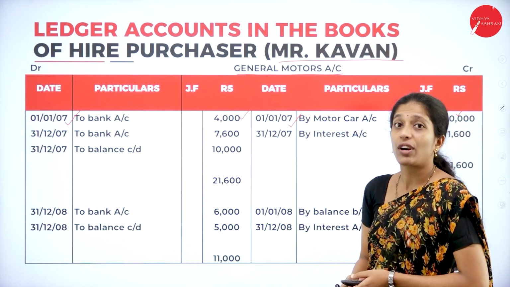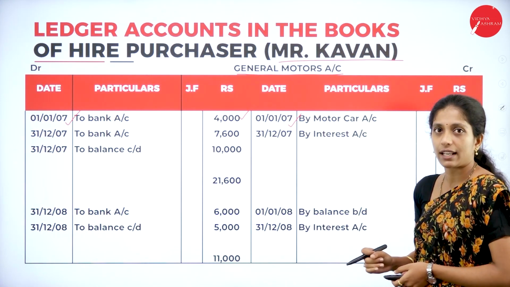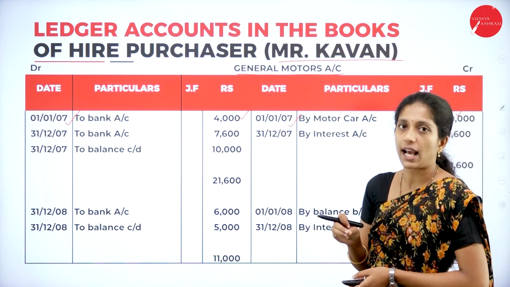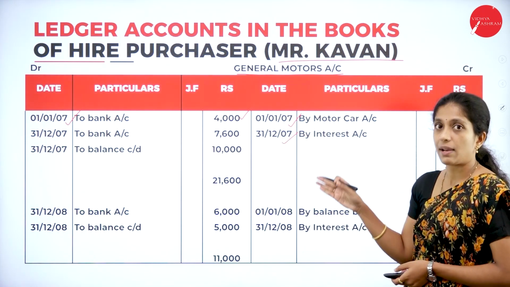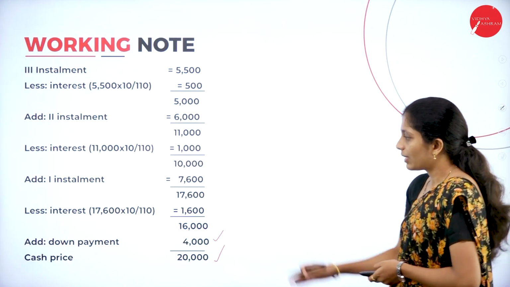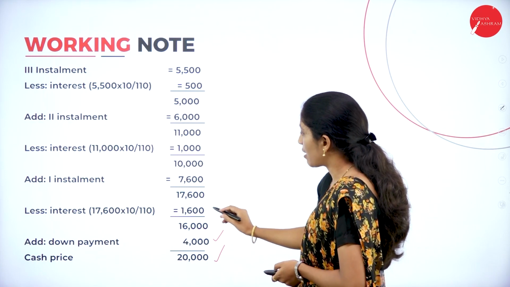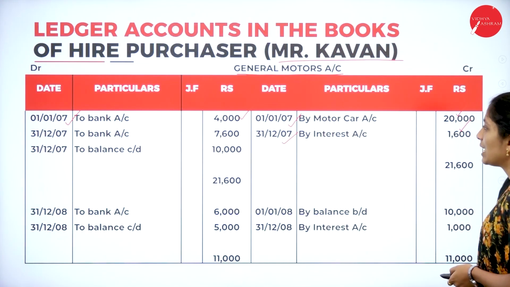And the third entry is for interest due. So what is the entry? Interest account debit to hire seller account. That is at the end of that particular financial year. So the end of the financial year is 31/12/2007, by interest account. What is the interest for the first year? Interest for the first year is how much? 1,600. So write that amount, 1,600.